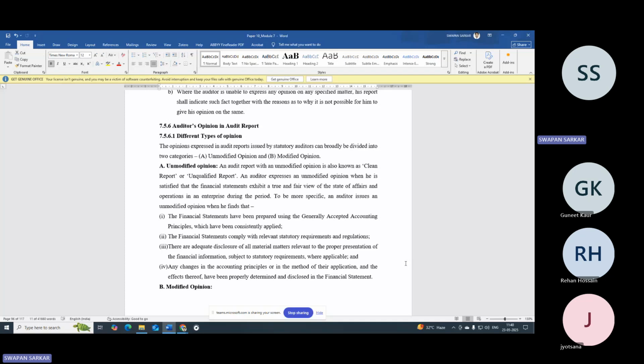To be more specific, an auditor issues an unmodified opinion when he finds that the financial statements have been prepared using generally accepted accounting principles which have been consistently applied. The financial statements comply with relevant statutory requirements. There is adequate disclosure of all material matters relevant to the proper presentation of the financial information, subject to statutory requirements, and any change in the accounting principles or in the method of their application and the effects thereof have been properly determined and disclosed in the financial statements.